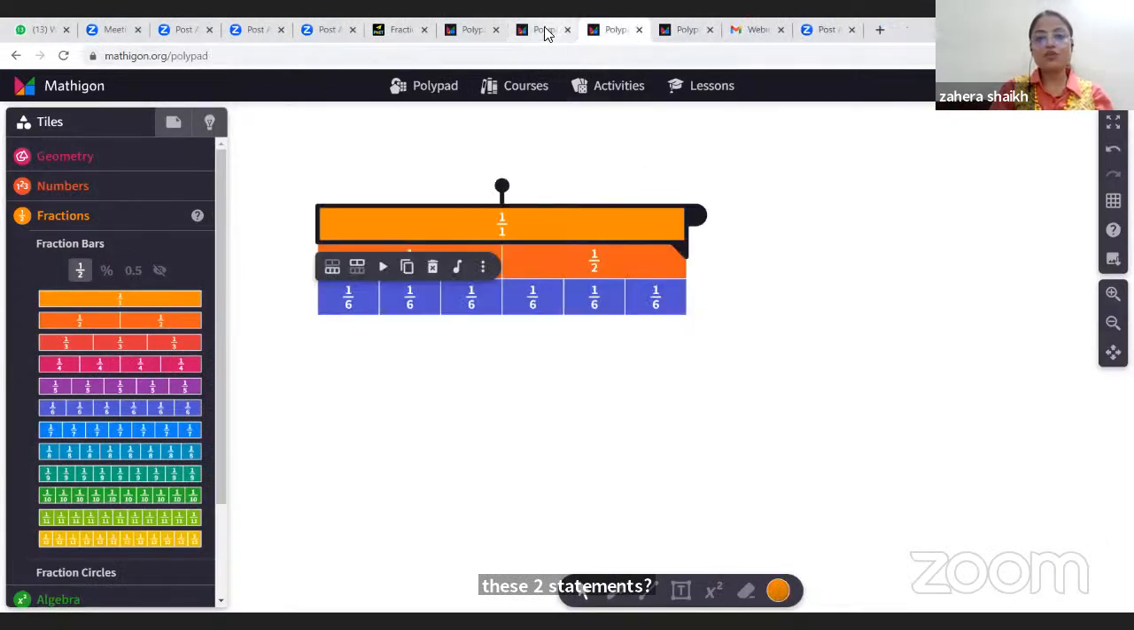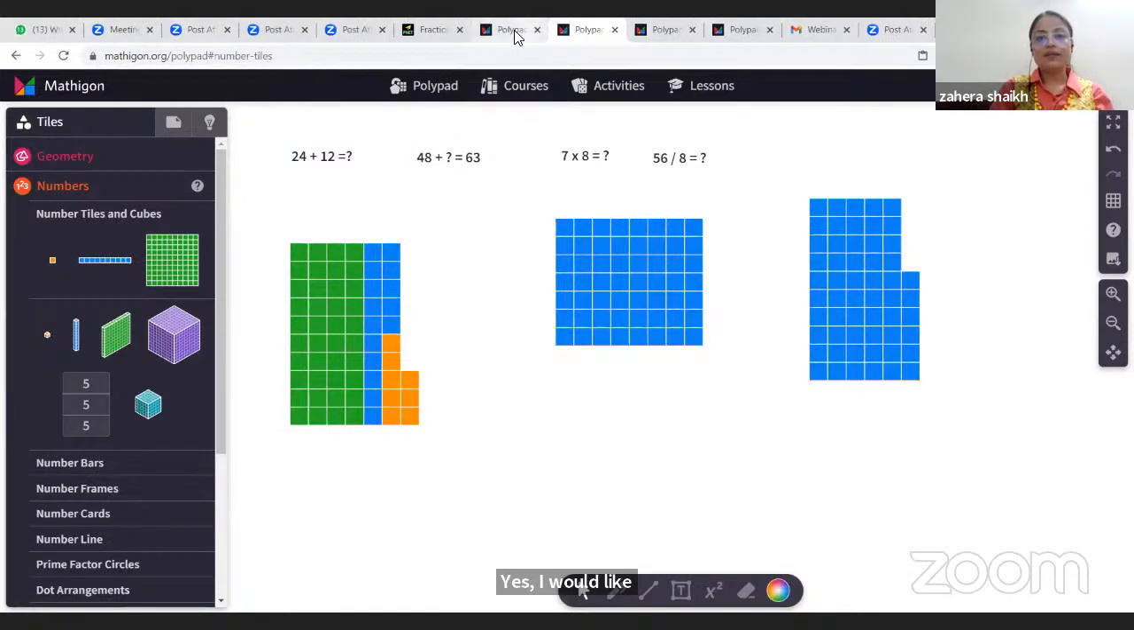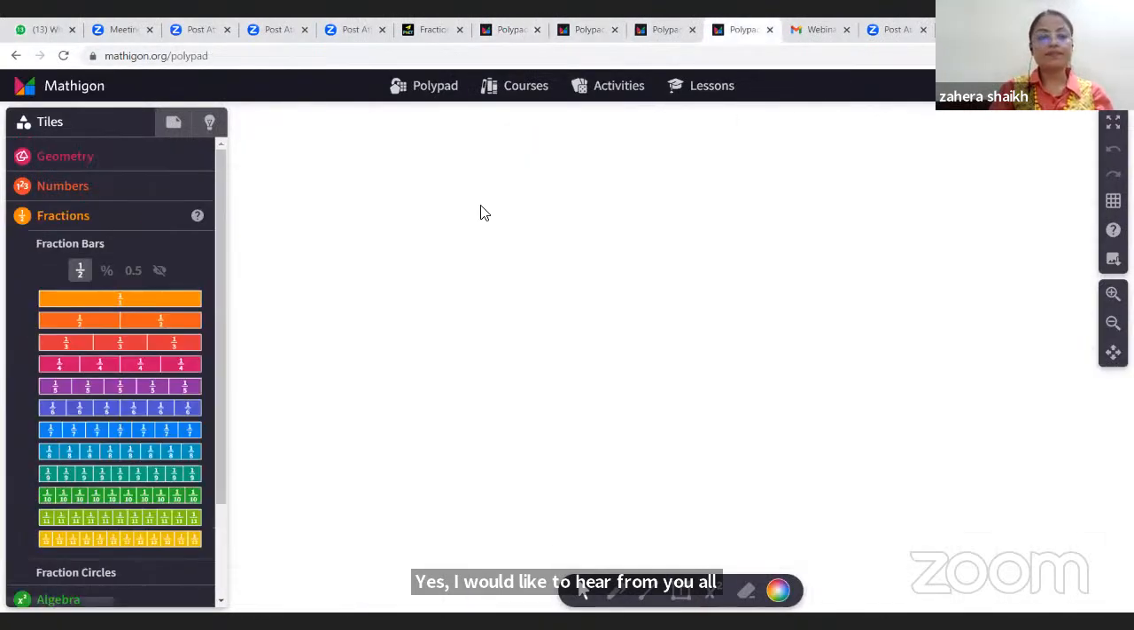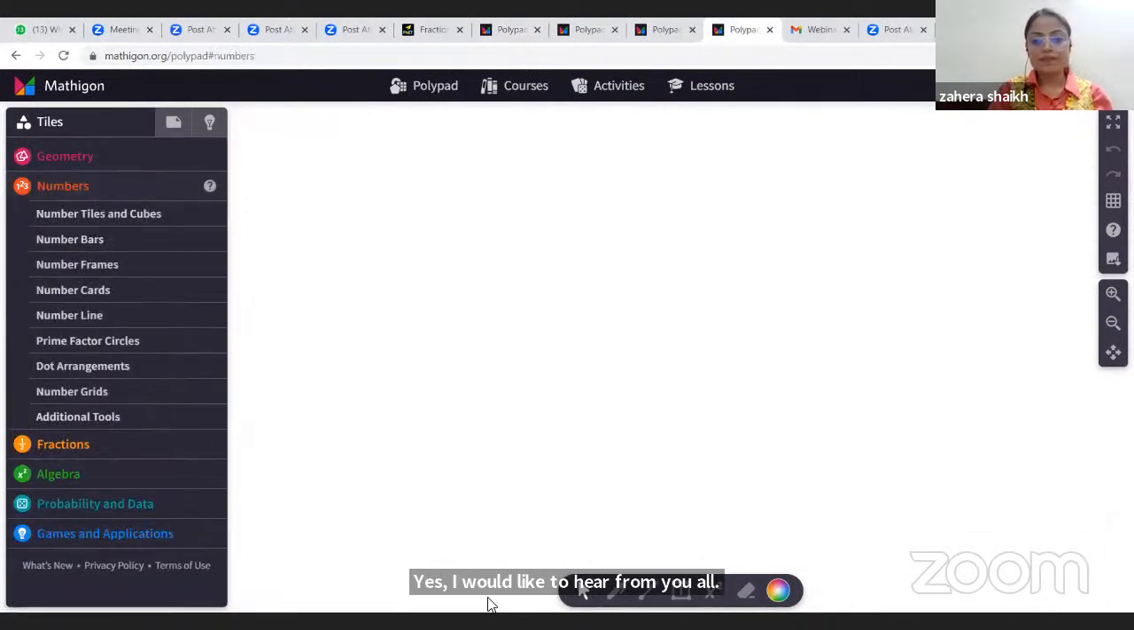Yes, I would like to hear from you all. What do you understand by the statement that I do math using manipulatives, or I use manipulatives to learn mathematics? I do maths using manipulatives. This is one statement.